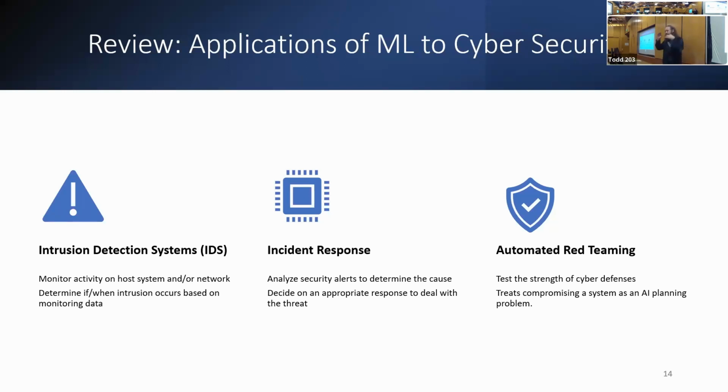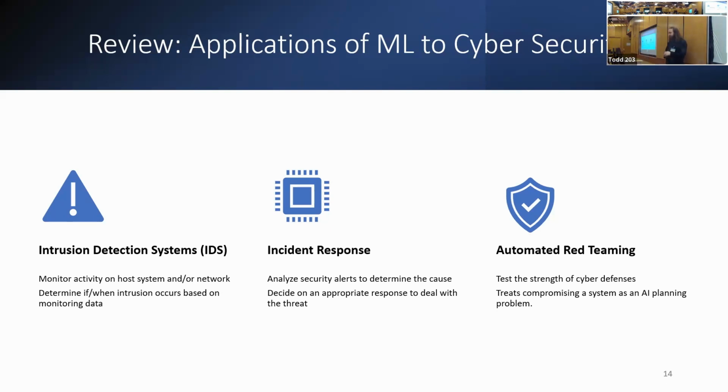We also have incident response. So we've got our alarm, but now what do we do about it? We can input a series of security alerts and background context information, and we try and figure out what's the appropriate response to that threat. Are we going to shut down some network connection to stop an adversary, or are we going to just block an IP or whatnot?